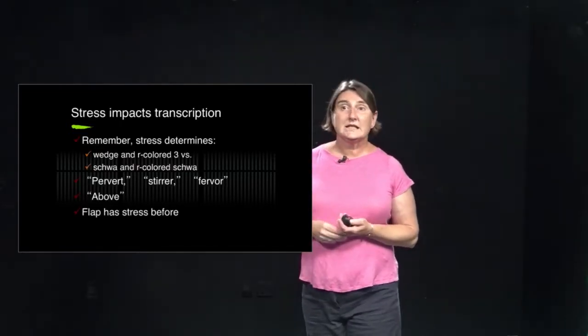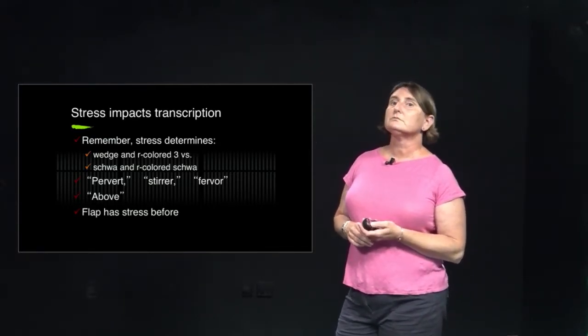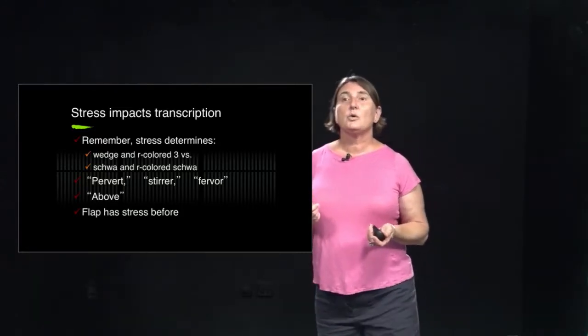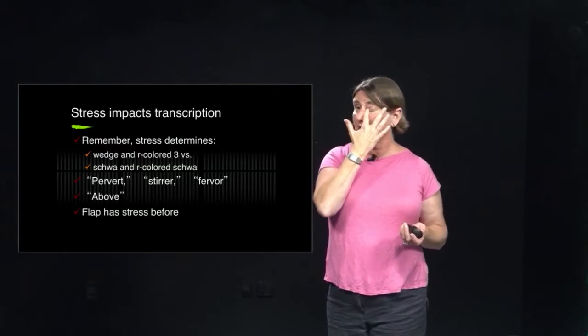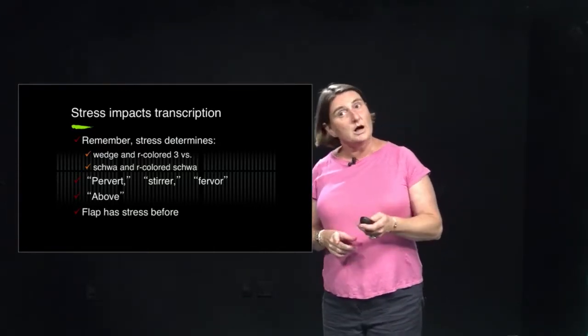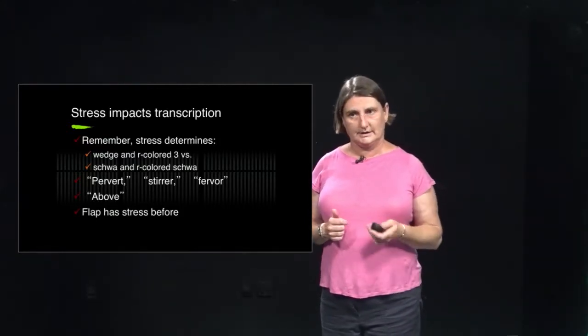So stress really does impact how you'll transcribe certain words, which is okay. It's part of the learning. So the wedge, hut, and the R-colored 3, are going to be used for stressed syllables. The schwa and the R-colored schwa are going to be used for unstressed syllables.